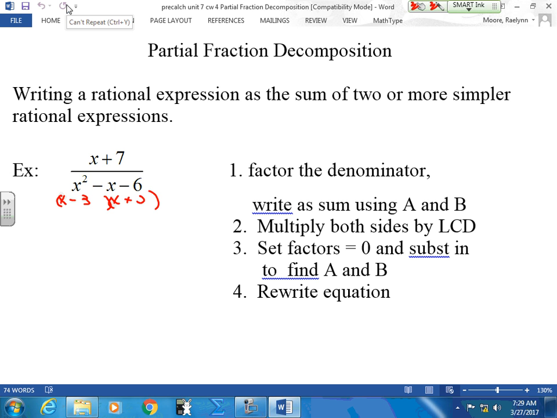Good. Okay. So we're going to start like this. We're going to rewrite this in terms of the two sums. So all we're going to do is say this. I hope I have enough room here.